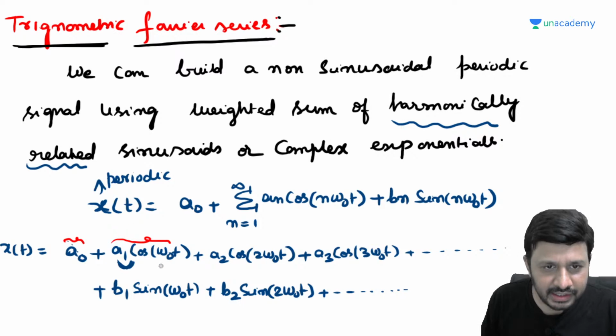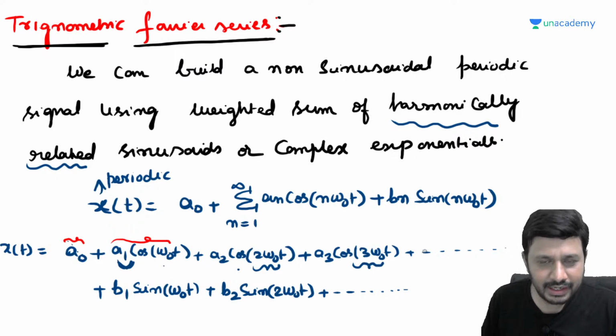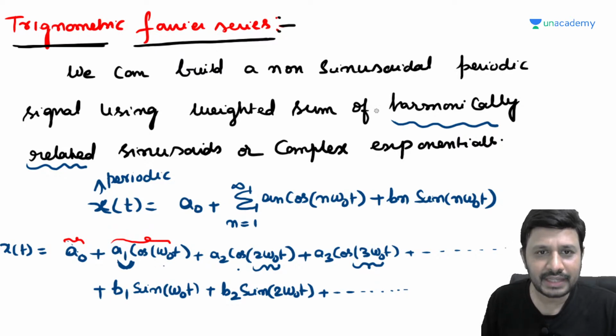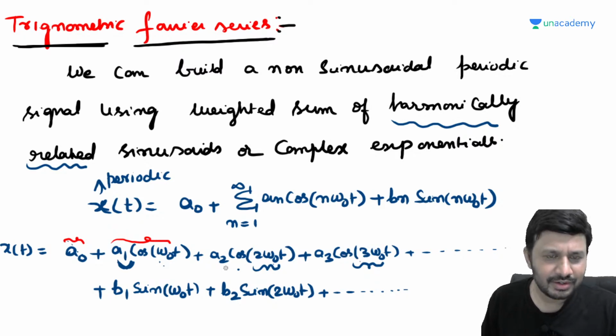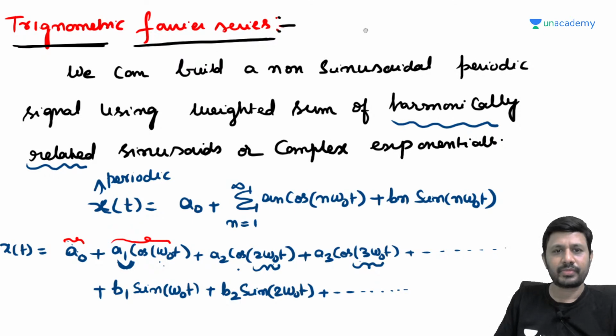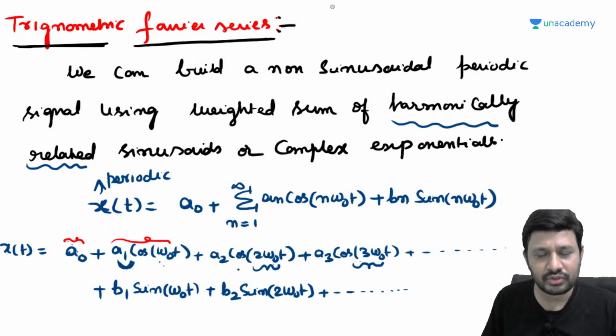Now, cos omega naught t corresponds to the fundamental, 2 omega naught corresponds to the second harmonic, then the third harmonic, and so on. So the sinusoids you use to build a periodic signal must satisfy what conditions? First of all, they must be orthogonal. And the other condition: they must be harmonically related. Cos omega naught t, cos 2 omega naught t, cos 3 omega naught t are harmonically related. If you have those kinds of sinusoids, you can build a periodic signal by adding or subtracting and doing many operations. Hope you understood. Please reply.